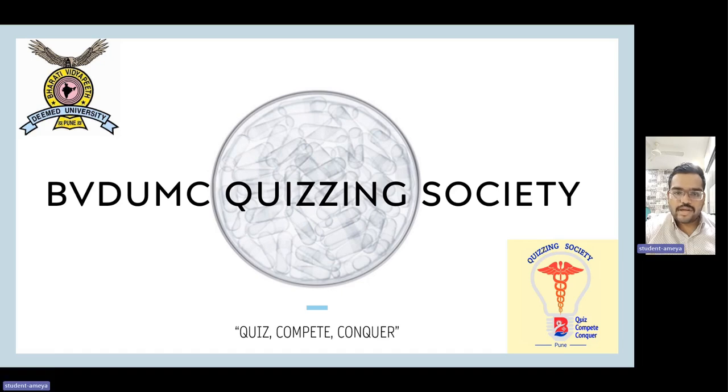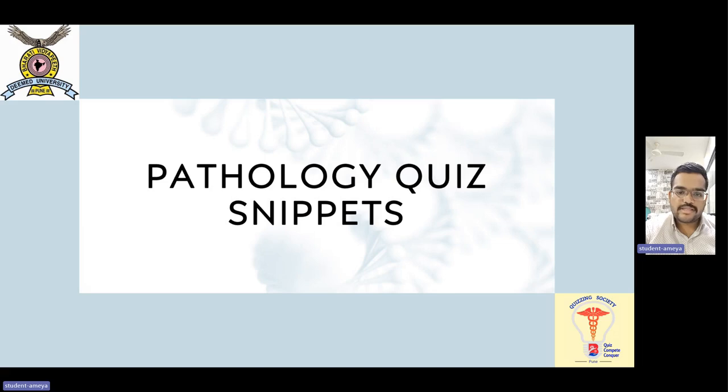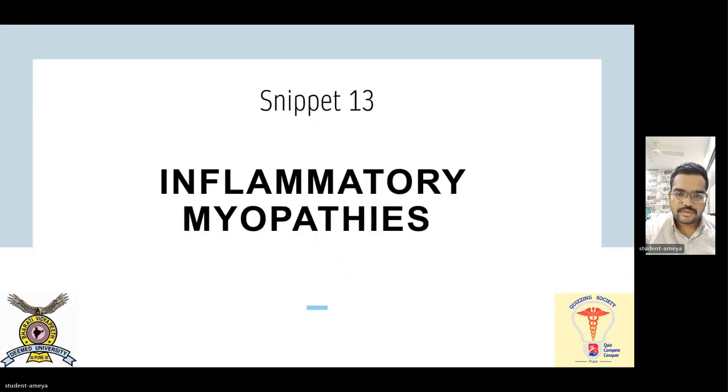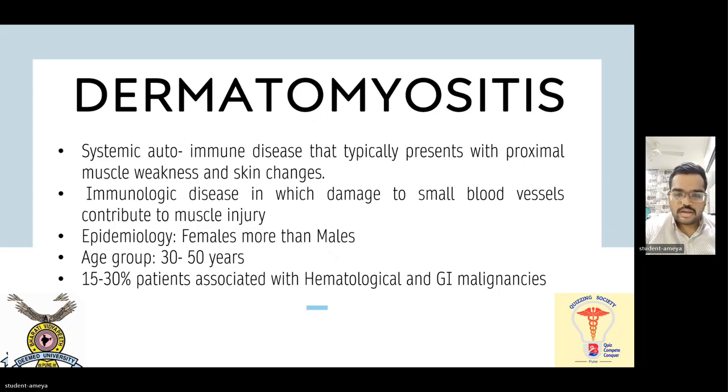So the topic for today is review of inflammatory myopathies. Now, inflammatory myopathies is a broad term that encompasses four disorders, which are dermatomyositis, polymyositis, IMNM, and inclusion body myositis. We'll be discussing each one as it comes. Now, you guys must be wondering from where has this topic come?